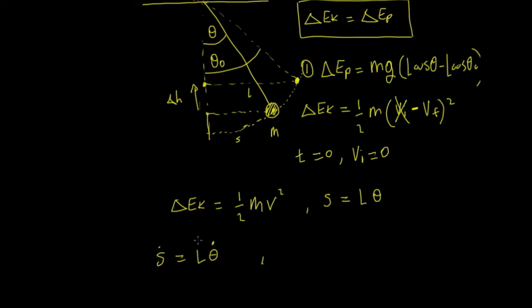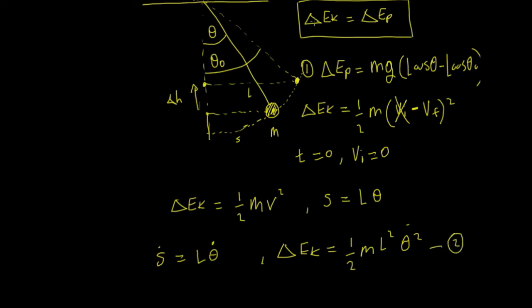So we can take this and replace it back into our equation for the v squared. We're going to end up with our kinetic energy equal to a half m times L squared theta dot squared. Okay, so that's number 2.